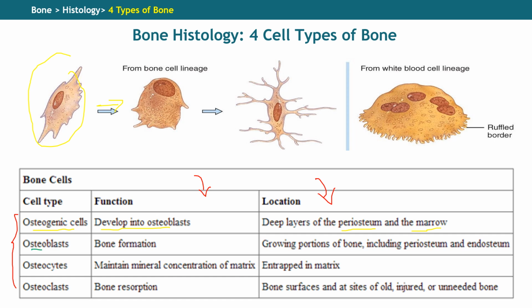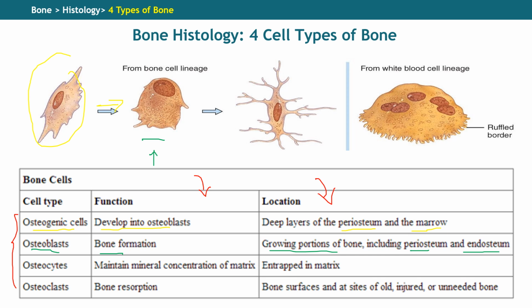The second one will be the osteoblasts, this one, that are in charge of the bone formation. So they are going to increase the amount of bone, and they are located in growing portions of the bones like the periosteum and the endosteum.